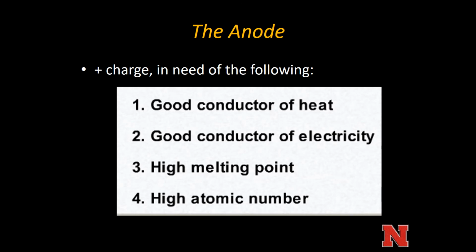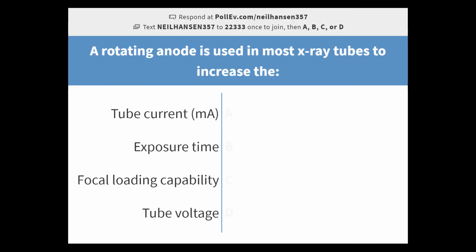The anode. To go into detail about the anode, it's positively charged, and it needs the following characteristics. It has to be a good conductor of heat, a good conductor of electricity, have a high melting point, and have a high atomic number. A rotating anode is used in most X-ray tubes to increase which of the following? Why does it rotate? Pause now if you need more time.